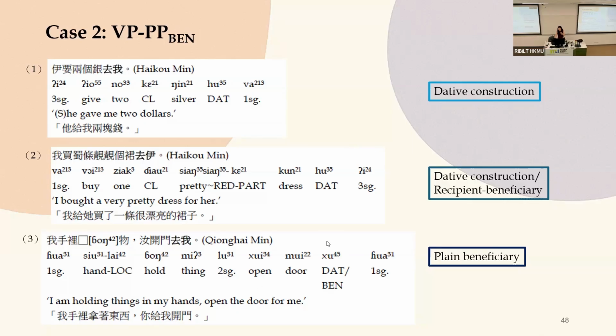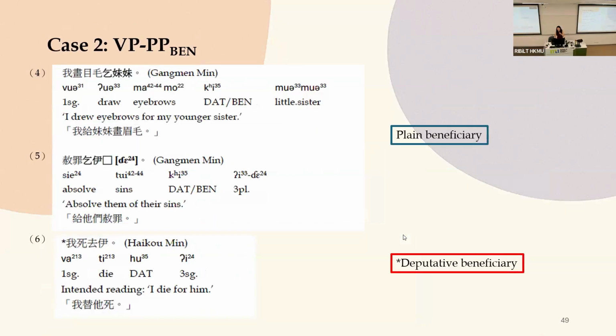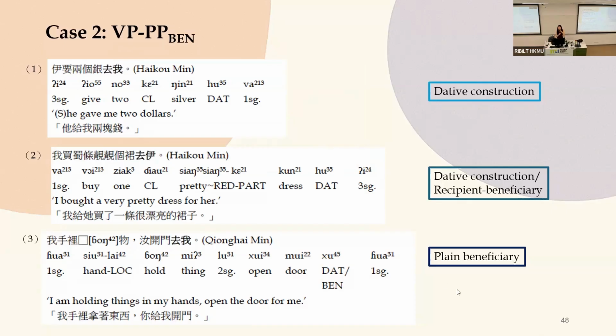And in most of the Hainan Min dialects, they also allow this. You don't actually receive anything, but you just get benefited by other people's service, in the "open door for me" sort of construction. And in one Hainan Min dialect, the Gangmen Min variety, they even accept some really beneficiary. Like if you say "open door for me", you can still find a direction of the surface.